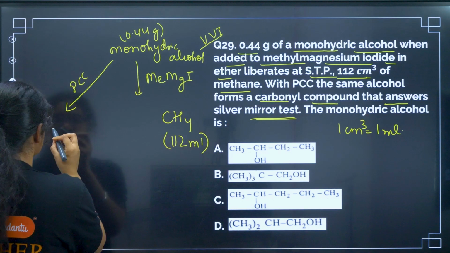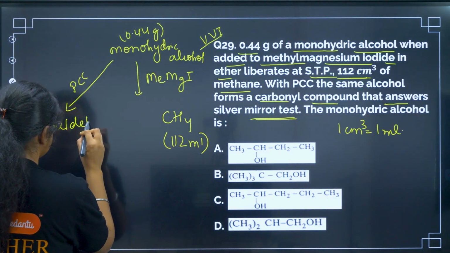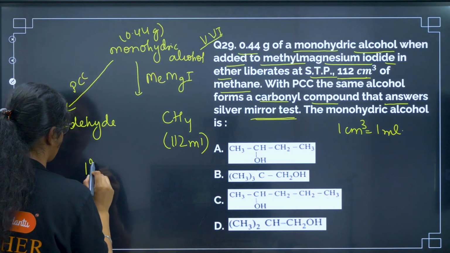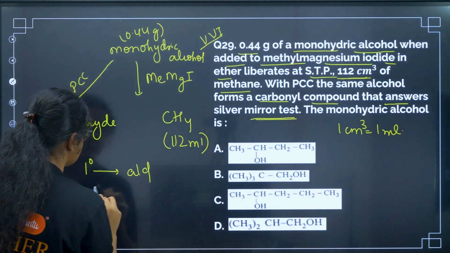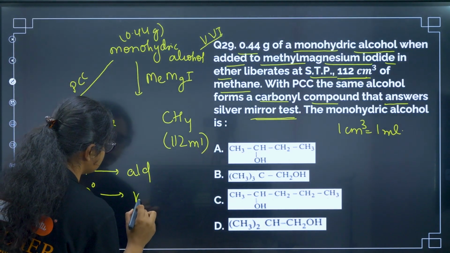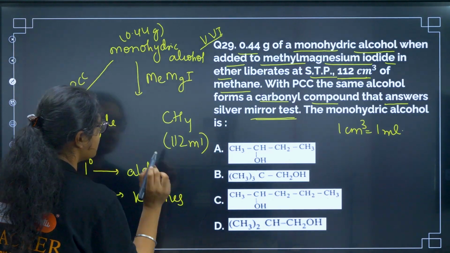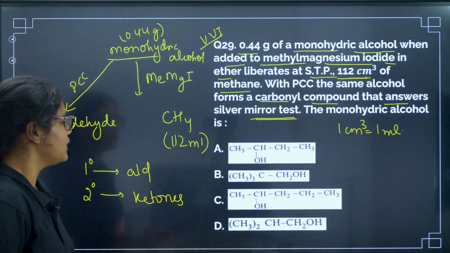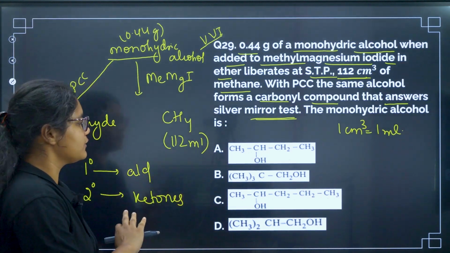That means this one compound formed is your aldehyde, right? And if you remember, primary alcohols will give you aldehydes. Secondary alcohols will give you ketones. So that means this monohydric alcohol should be a primary alcohol. Now you can check the options.